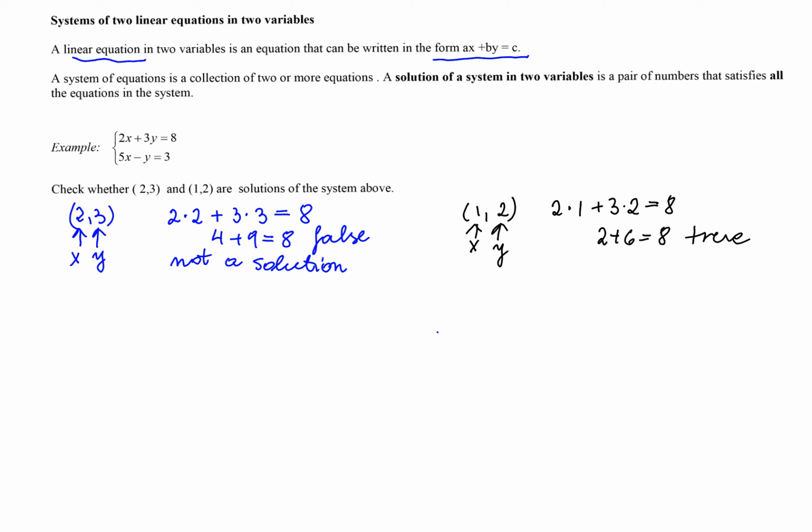Now let's substitute those numbers into the second equation. We'll have 5 times 1 minus 2 is equal to 3. So again, on the left-hand side we have 3, and on the right-hand side we have 3. Therefore, this pair of numbers makes the second equation true. And since both equations are true when x is equal to 1 and y is equal to 2, we can say that the pair of numbers 1 and 2 is a solution of that system of equations.